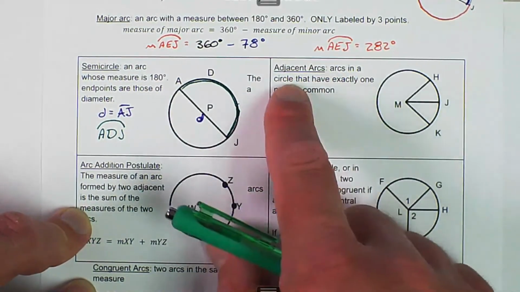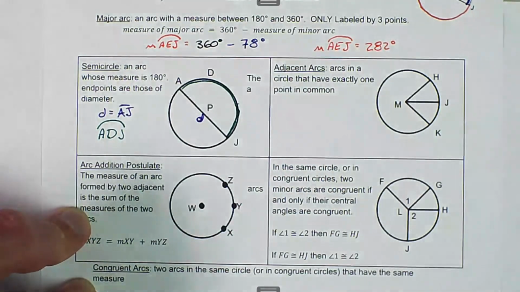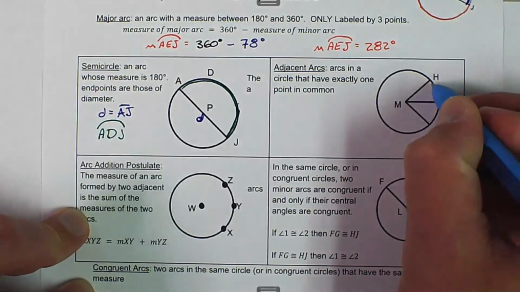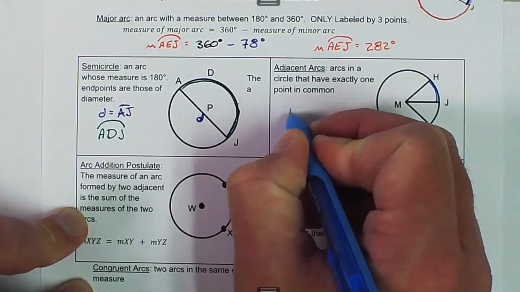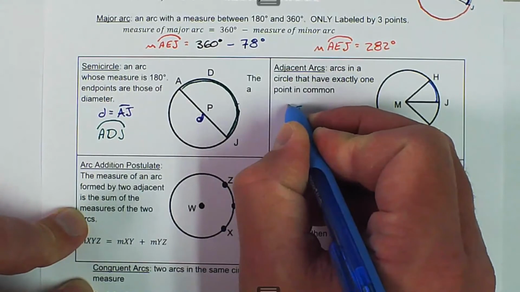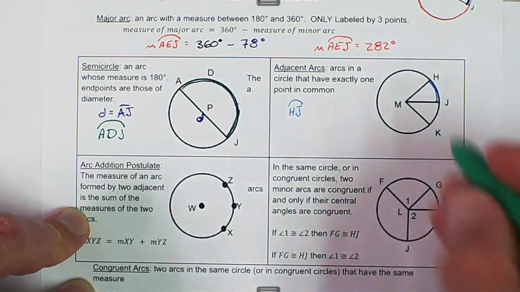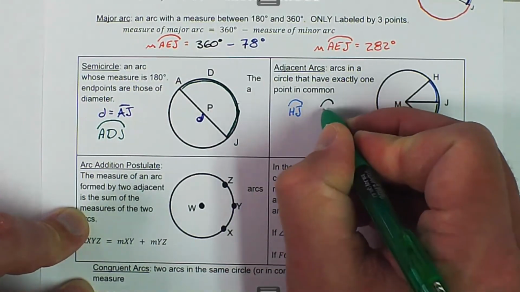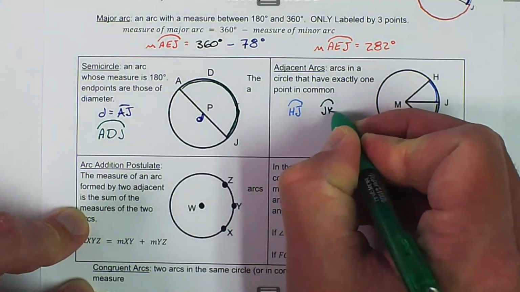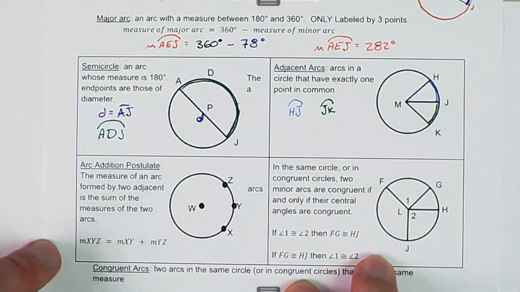Adjacent arcs are arcs in a circle that have exactly 1 point in common. So here we have 2 arcs. We have arc HJ right there. And then we have arc JK. And so those are adjacent arcs.